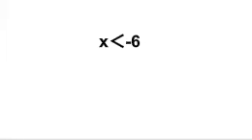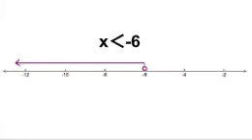Okay, so we know that this means x is less than negative 6, but this inequality does not have the line underneath the inequality. That line means equal, so the fact that that line is not there means that x cannot be equal to negative 6. It is only less than negative 6. So let's see what this looks like when we graph it on a number line.